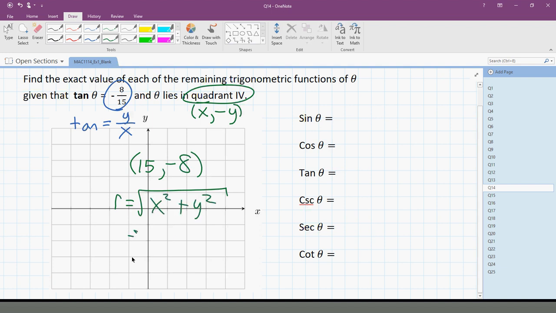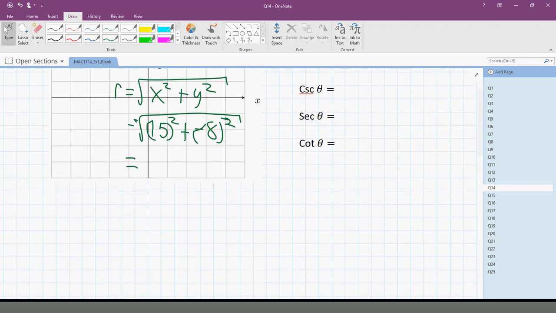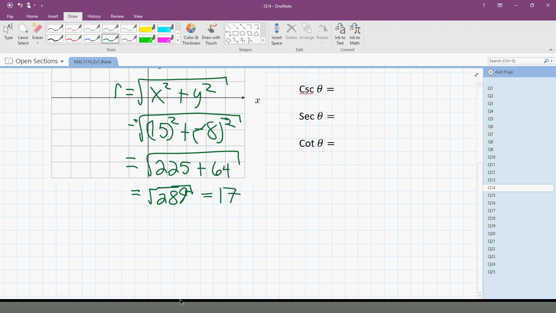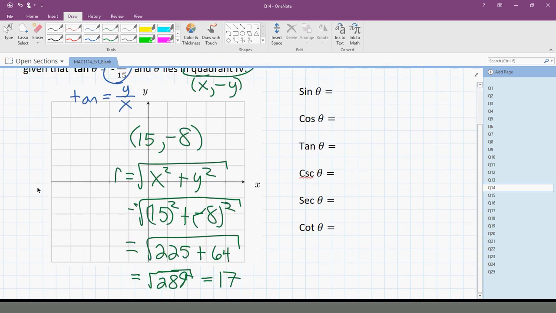There we go. So we just plug in real quick. 15 squared plus negative 8 squared. So that would end up giving us 225 plus 64, which gives us the square root of 289, which is 17. So now we know r, now we know x and y's.